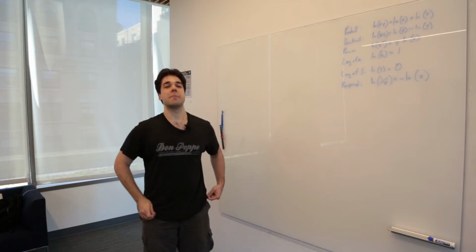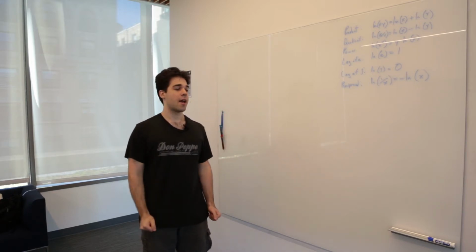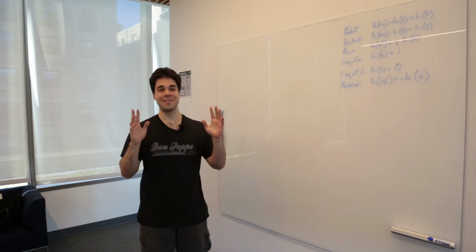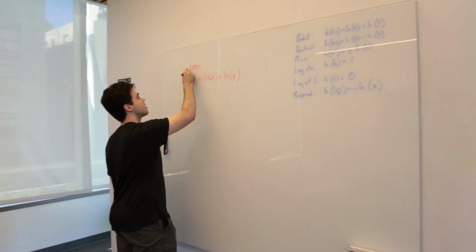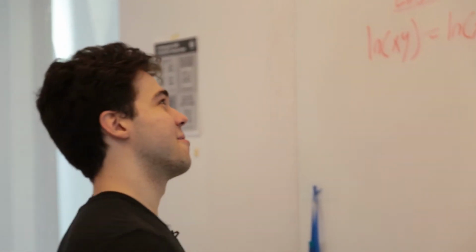In this video, we're going to be making reference to the product rule and the quotient rule. And it looks like there are two different rules for each name. This is the product rule of logs. Then we also have the product rule of derivatives.